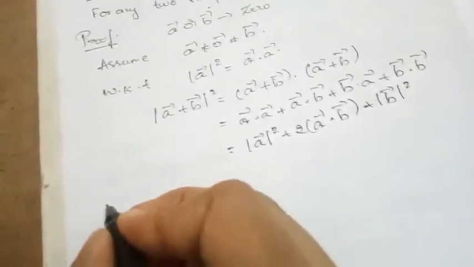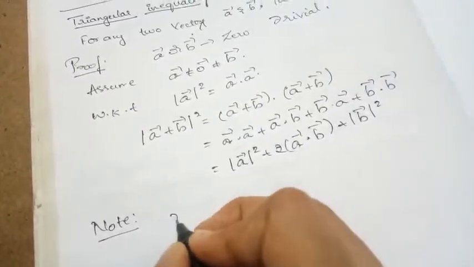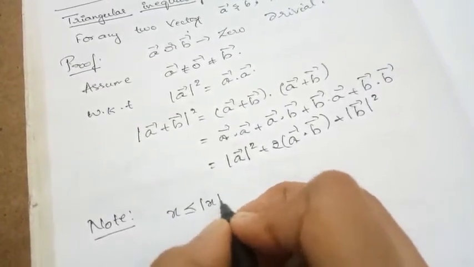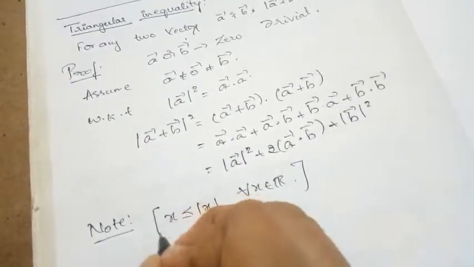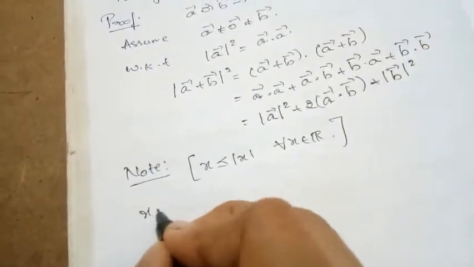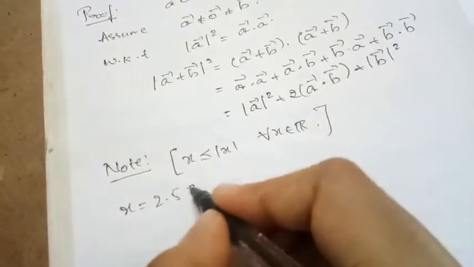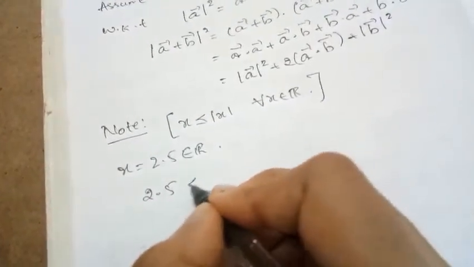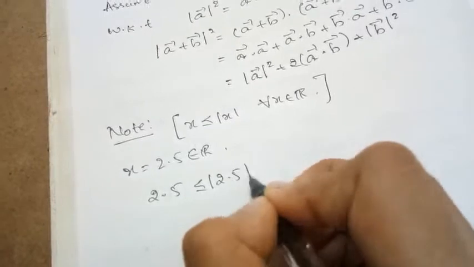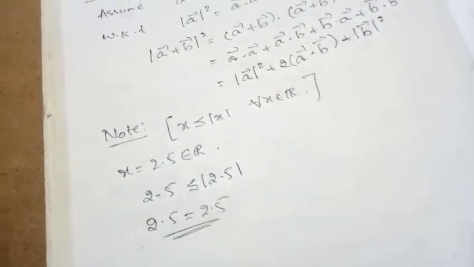So guys, before continuing, there is one important thing which you need to note, that is x is less than or equal to mod x for all x belonging to the real numbers. I hope you know this one. Suppose I take x equal to 2.5, where 2.5 is any real number. Clearly 2.5 is less than or equal to the magnitude of 2.5, so clearly 2.5 is equal to 2.5.